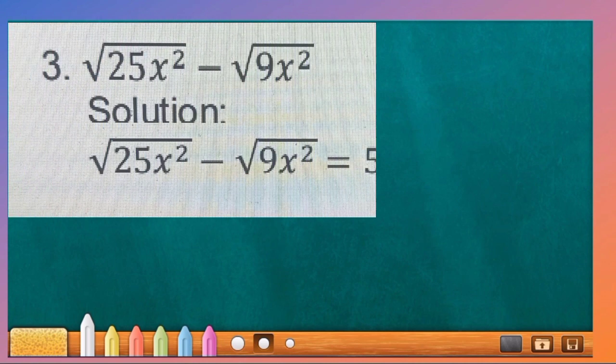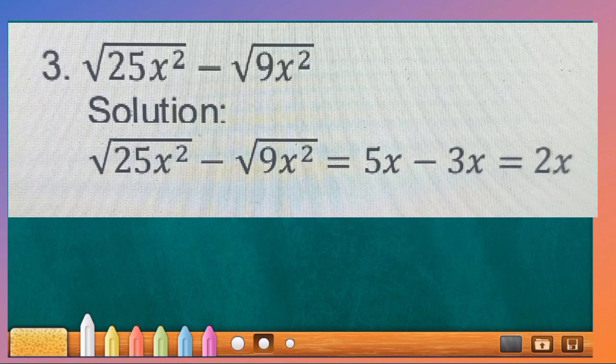Another example, if we have square root of 25x squared minus square root of 9x squared. So simplify first, since it is a perfect square, then square root of 25x squared is equal to 5x. Square root of 9x squared is equal to 3x. Then 5x minus 3x is equal to 2x.